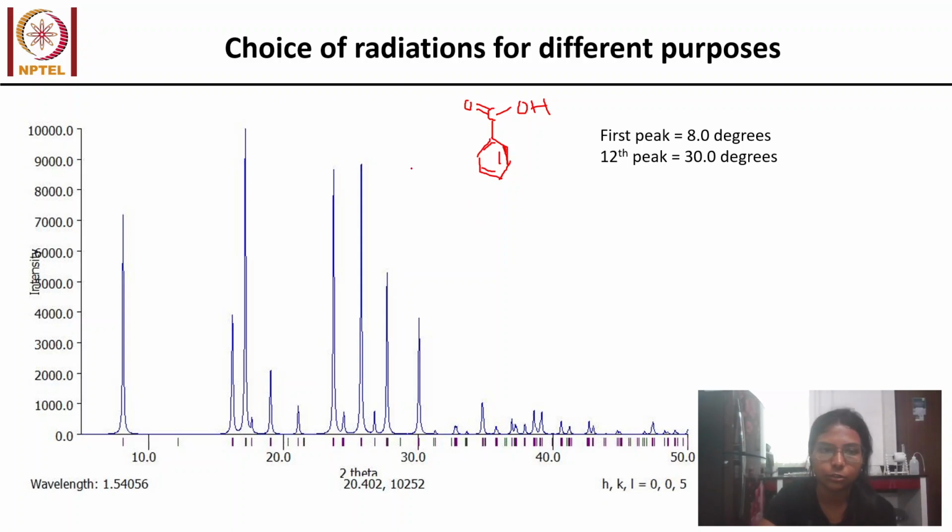Here when we look at the PXRD pattern, it is taken from 5 to 50 degrees. Now we will not focus on the full pattern. Let us focus on these major portions here. This is my first peak, which is coming at 8 degrees, and then if we go 1, 2, 3, I'm not writing all of it, this is my 12th peak, which is coming at 30 degrees.